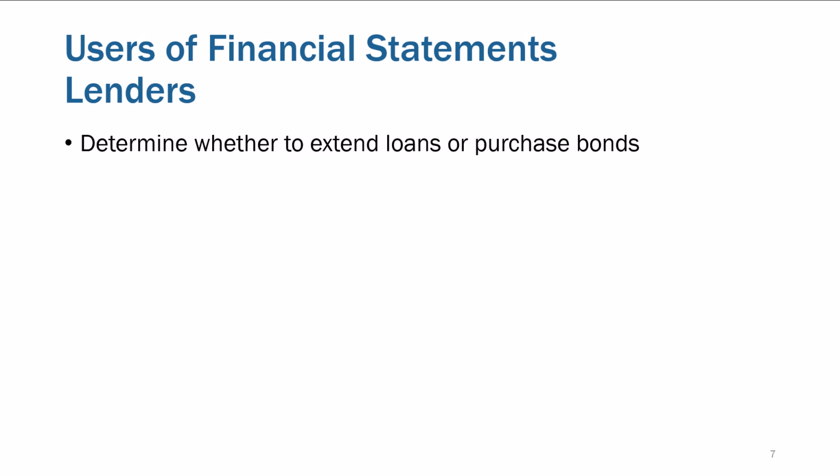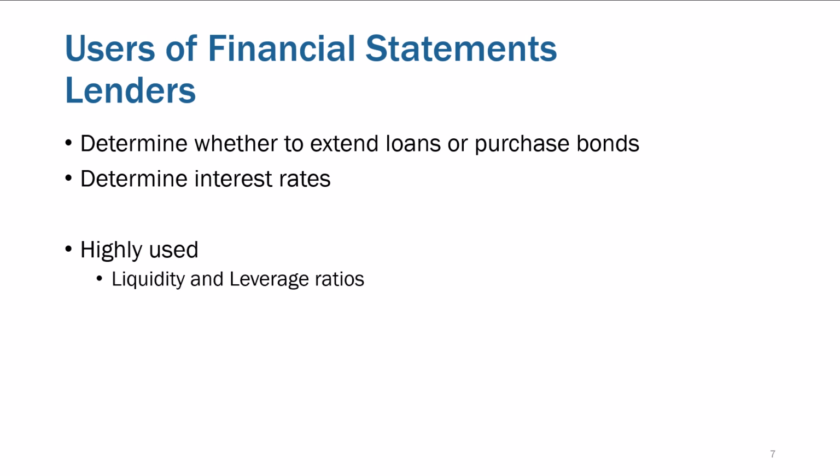Now, lenders. These are individuals or organizations or groups that are determining whether to extend loans to a company, whether to purchase bonds issued by a company or an organization, and then if they are going to do that, at what interest rates would be appropriate. They're going to be using a lot of liquidity and leverage ratios. How much cash does the company have? How much liabilities does it have? How much debt does it have?